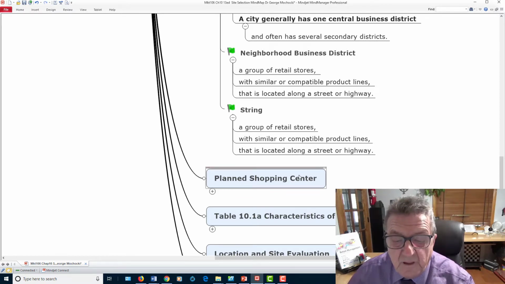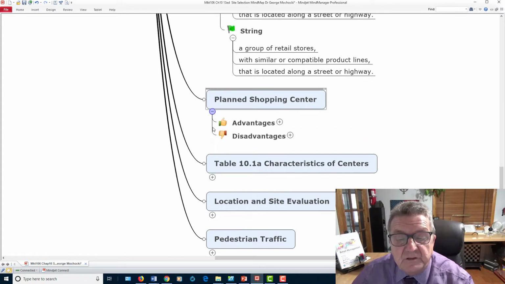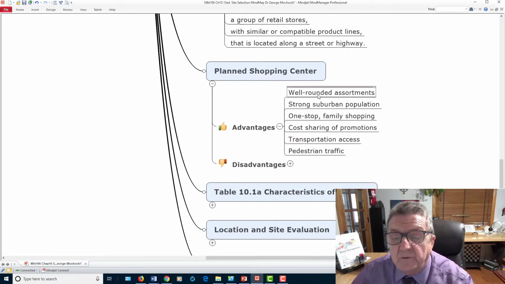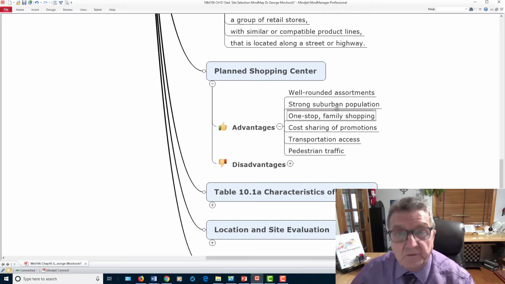Okay, let's go into the planned shopping center. Advantages of the planned one: well-rounded assortment, strong suburban population. You're already in there. One-stop shopping for all, brings people in. And when I'm looking at this planned shopping center, they're not really the malls anymore. What they call leisure centers.